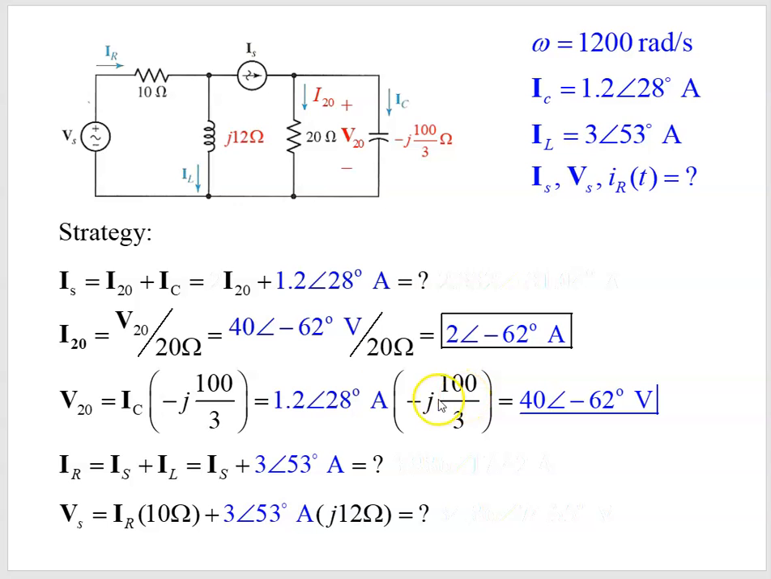We could do it in our head. Well, if you can do 1.2 times 100 over 3 in your head and come up with 40, right? All right, so that next thing then we'll plug it up here.